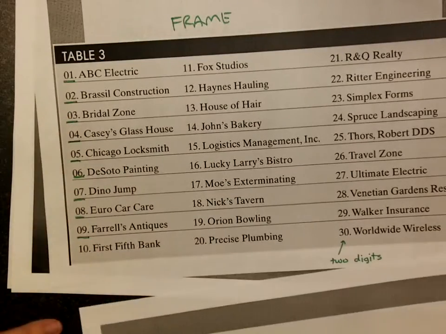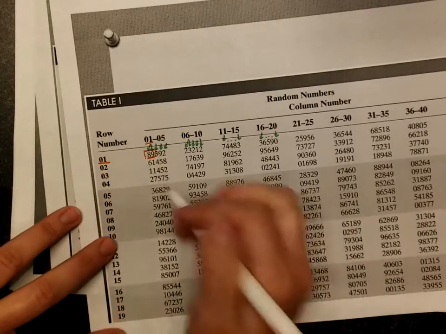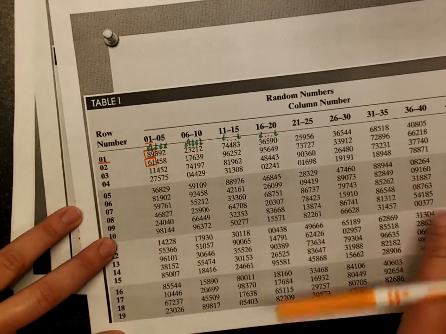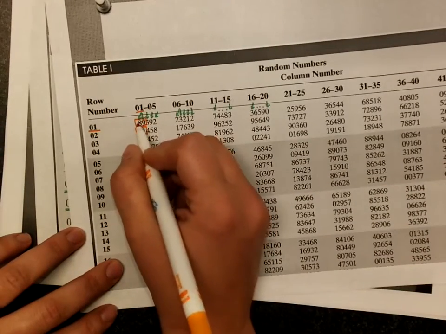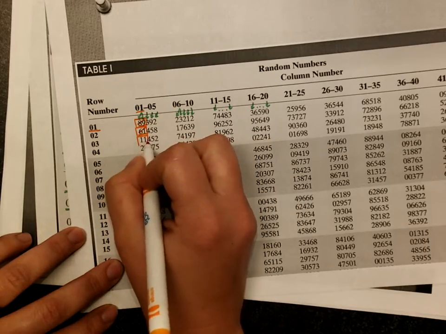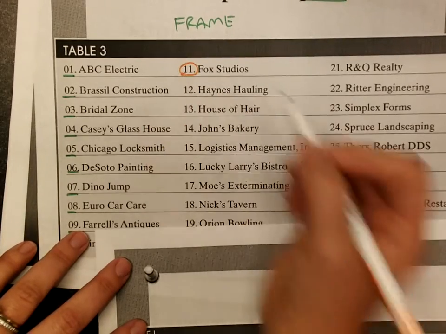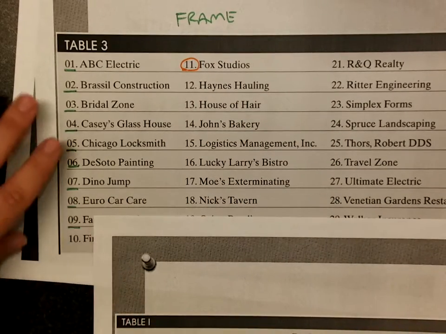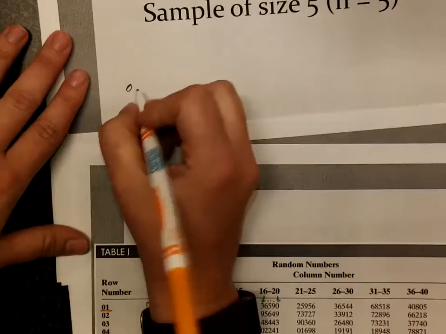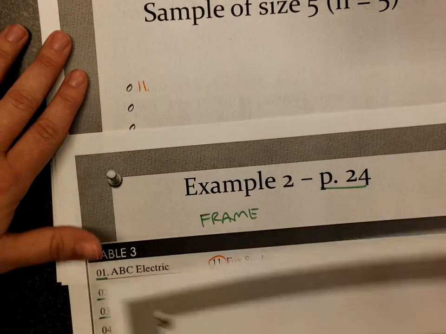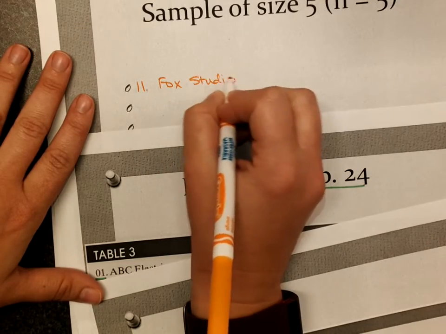89 is not going to help us because we only have the numbers 1 through 30. So we just ignore 89 because we don't need it. The next number is 61. Well, 61 is also not what we need, so we're going to ignore it. So we ignored 89, we ignored 61. Then we get to number 11. That means that number 11 is the first selection for my sample. So I think on the next page I have a space for you to write that down. So number 11, which is Fox Studios, is our first business we selected.